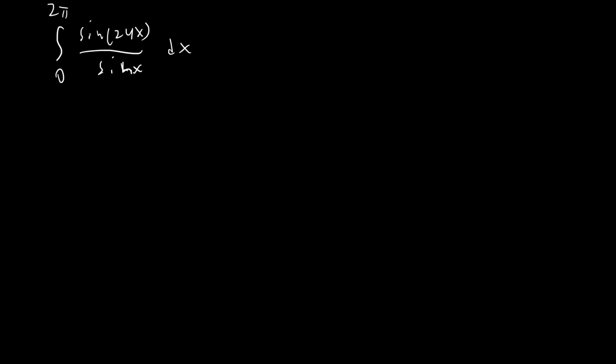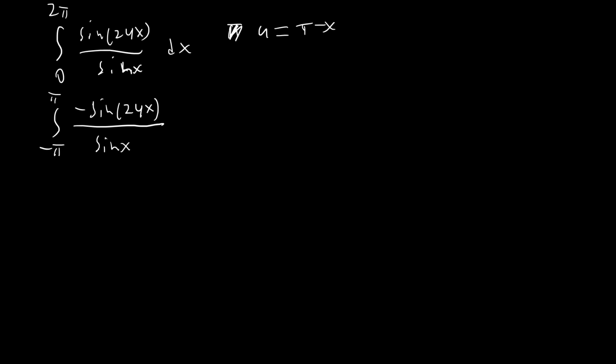So first I'm going to try and check to see if maybe we have some even odd situation going on here. So I'm going to try to make this be in the middle. So I'm going to sub u equals pi minus x. So we're going to be integrating from negative pi to pi. And then sine of 24 pi minus 24x is just negative sine of 24x, right? And then sine of x is just going to stay the same. So that didn't really help us, did it? Huh.